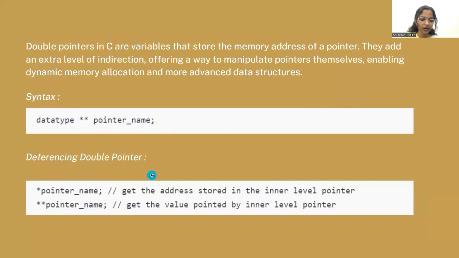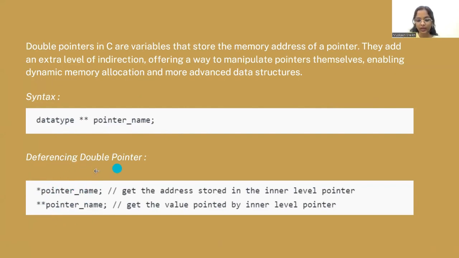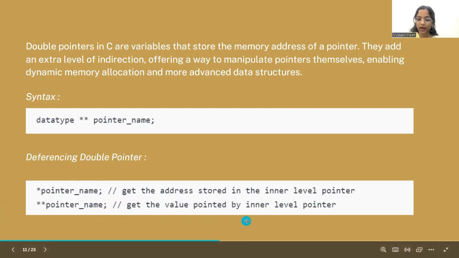Here, dereferencing of a double pointer. Asterisk pointer name is a single pointer and two asterisks in the pointer name represent a double pointer. So a double pointer stores the address of a single pointer and a single pointer stores the address of a variable. So here the single pointer gets the address stored in the inner level pointer, and the double pointer gets the value pointed to by the inner level pointer.